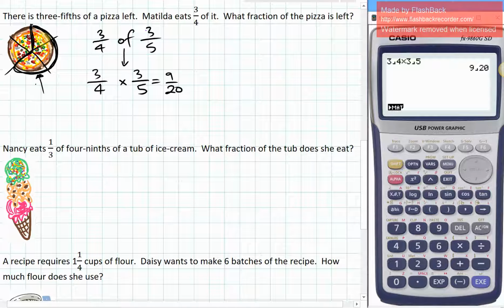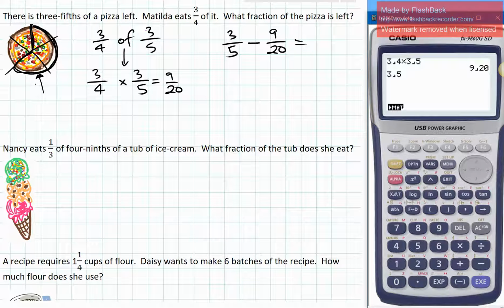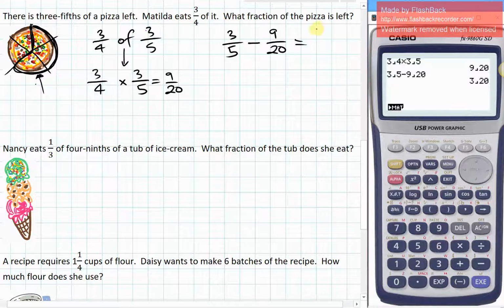What is left? So I've got 3/5 here, so we know that that's how much of the pizza was left, and what gets eaten is 9/20. So Matilda eats 9/20. So I need to subtract 9/20 from 3/5 to work out what fraction of that 3/5 is left. So 3/5 minus 9/20 equals 3/20.